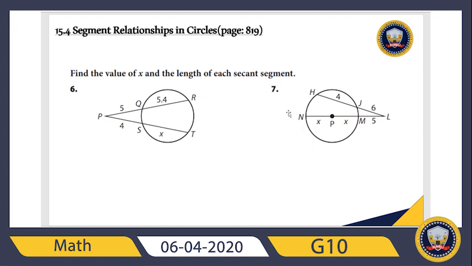The same thing for this question. Your secants are LH and LN. You are given these lengths here, 4, 6, 5, and you are given PM to be X and PN to be X. Find X and find the length of your 2 secants. Pause video, try these questions, then play the video to see my answer.